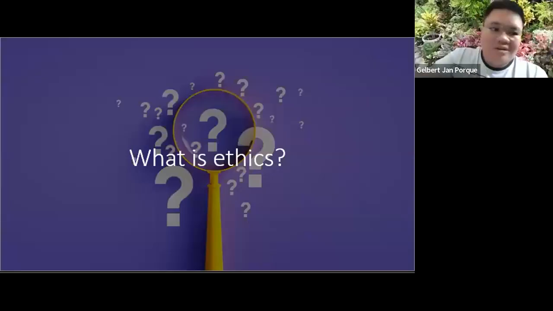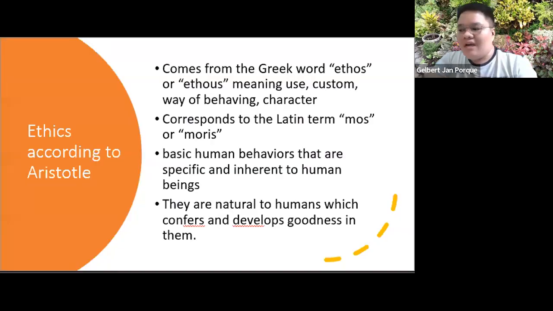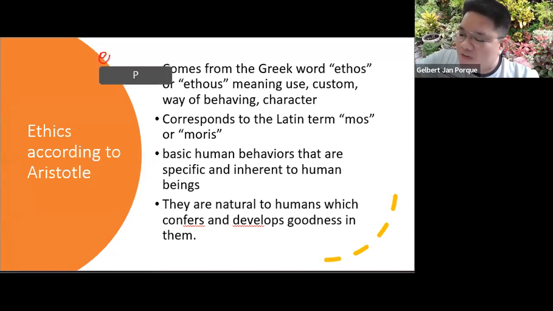So class, of all the topics already in ethics that we have tackled, the next question that arises is, what is ethics now? Earlier we discussed what is good, what is morally good, and what are the possible bases for the good. Right now, we are asking the question, what is ethics? If you look at the etymology, class, that's the origin of the word.